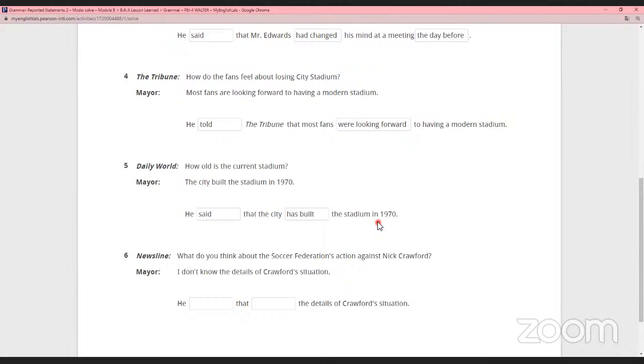What do you think about this? I don't know the details of the situation. Okay, I have a doubt in number 5, but let's finish with number 6. What do you think about the Soccer Federation's action against Nick Crawford? I don't know the details of Crawford's situation. Okay, simple present, into what tense?